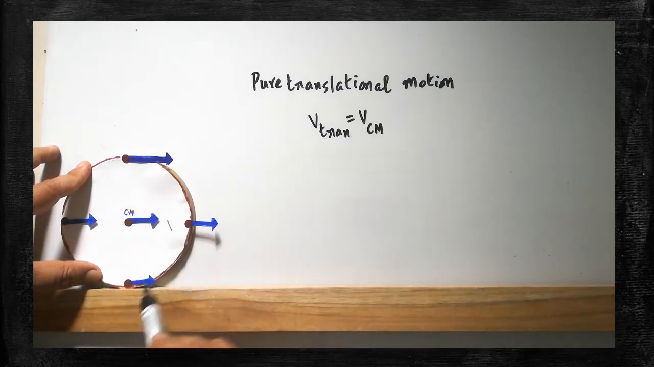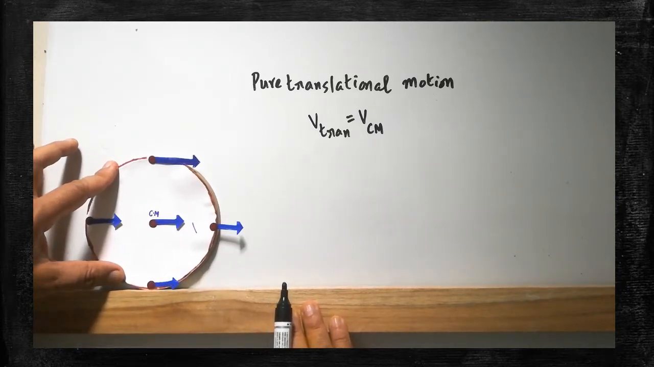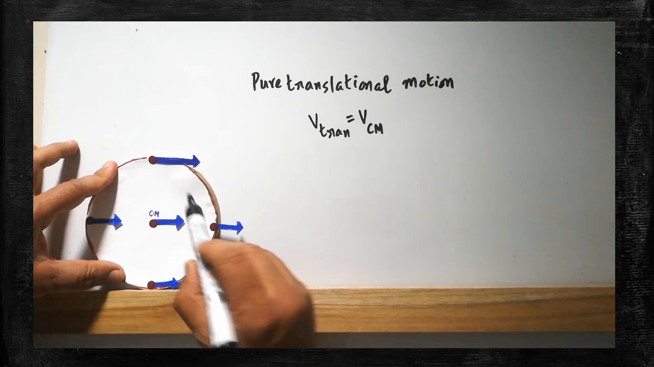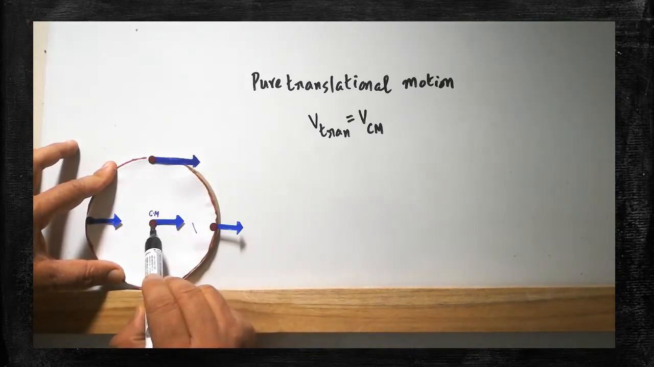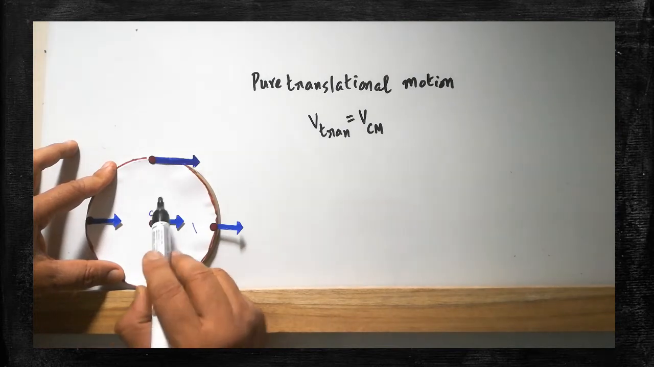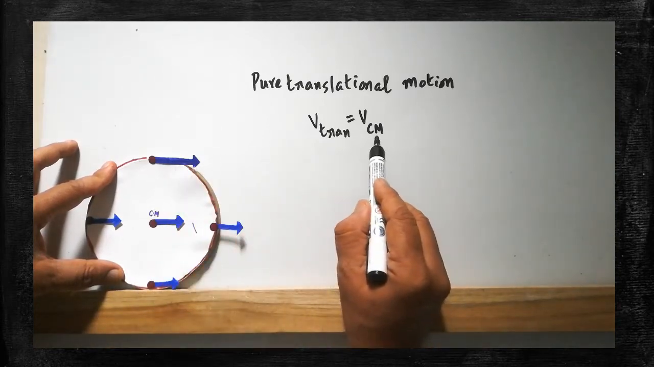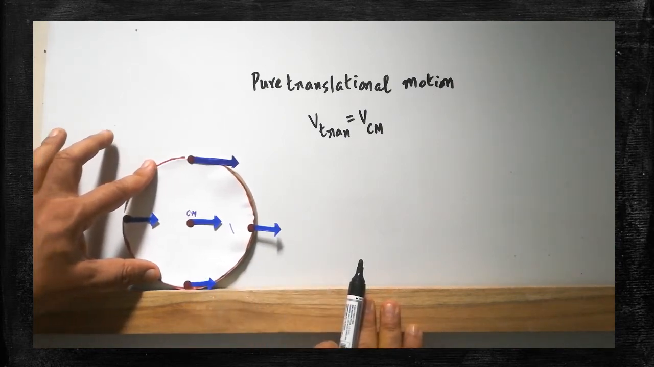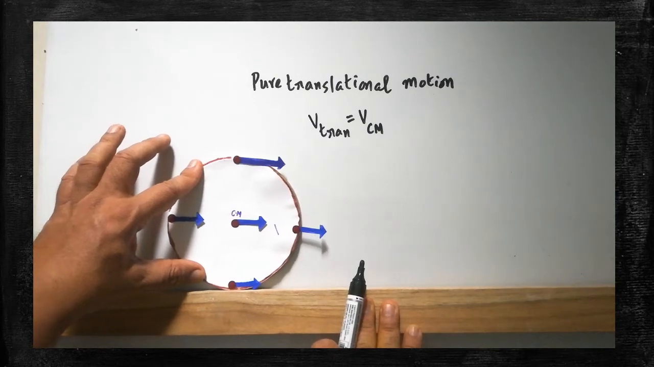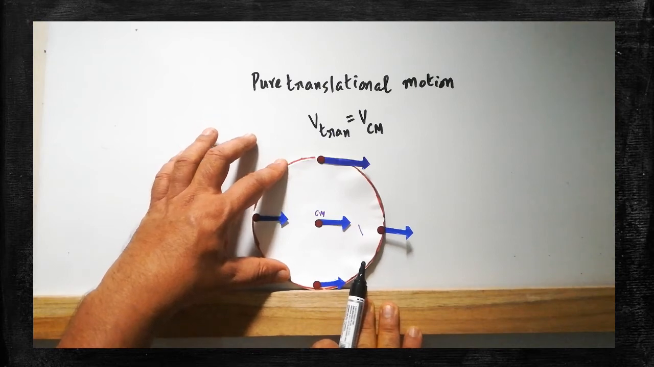The other points on the edges are also moving along with the center of mass with the same velocity. So here all are acting in this direction. This is the center of mass. The velocity of the center of mass is VCM. The velocity of the other points on the edges is also equal to VCM. So this kind of motion is called pure translational motion, in which all the points have the same translational velocity, which is equal to VCM.